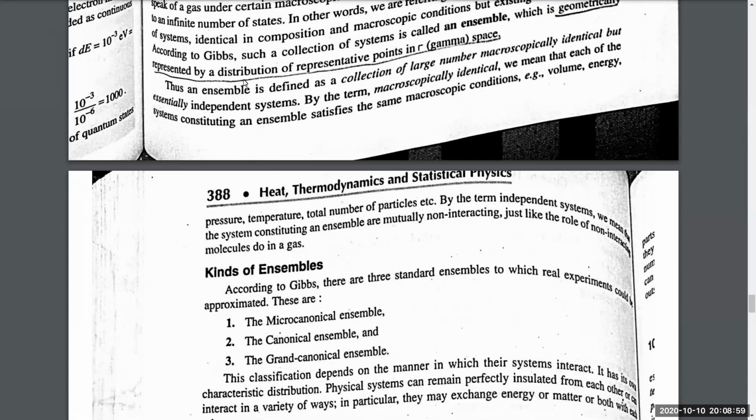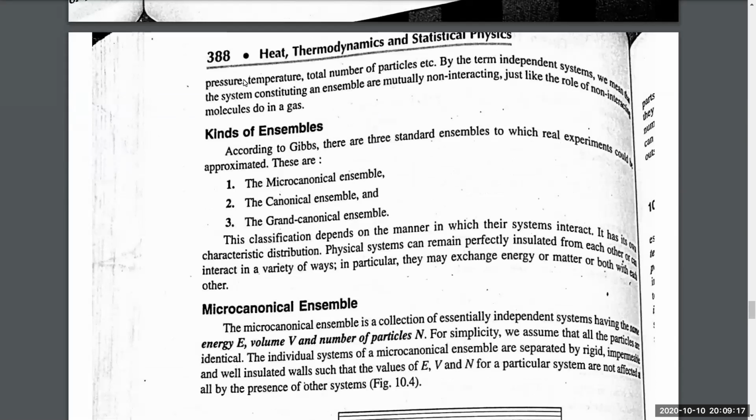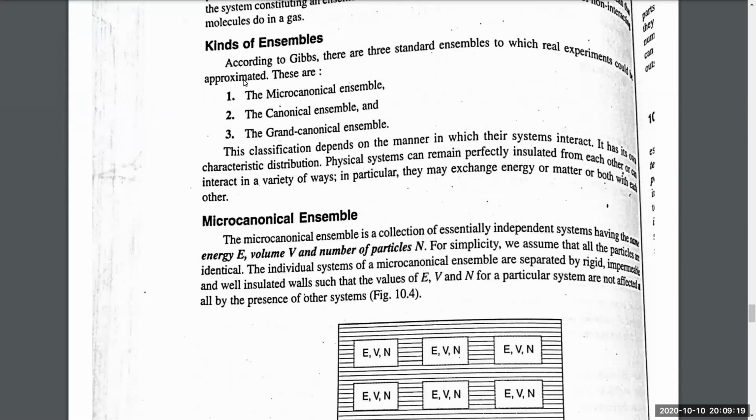By the term independent systems, we mean that the systems constituting an ensemble are mutually non-interacting, just like the molecules of an ideal gas. They have no interaction between them. Now I should start with the microcanonical ensemble. They have defined it quite clearly and gave a little example, which we can use to understand it better.